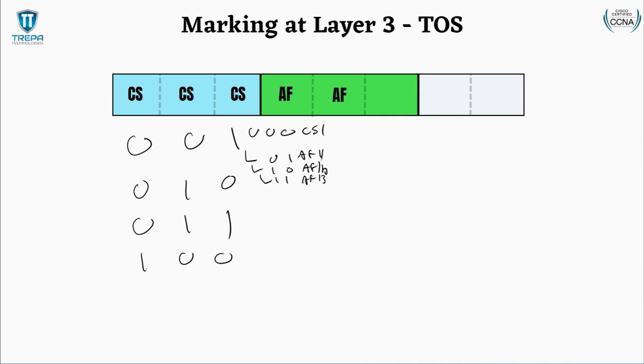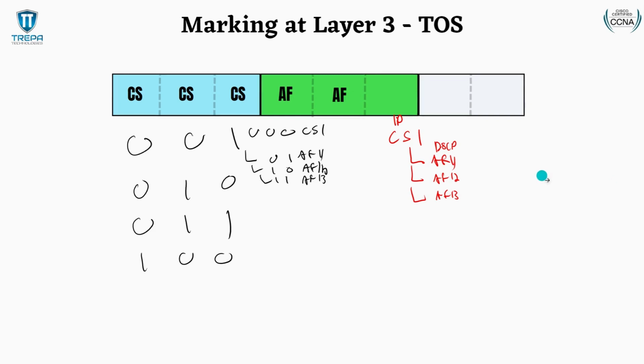So if you kind of want to do a top-down overview of this, you have CS1, and then AF11, AF12, and AF13. This is the IP precedence. These are the DSCP assured forwarding bits. And the one thing they all have in common is their first 3 bits are the same. And then we differentiate even more with the AF bits by changing the next 2 binary digits. Whew. Now, okay, I hope that didn't confuse you too much.